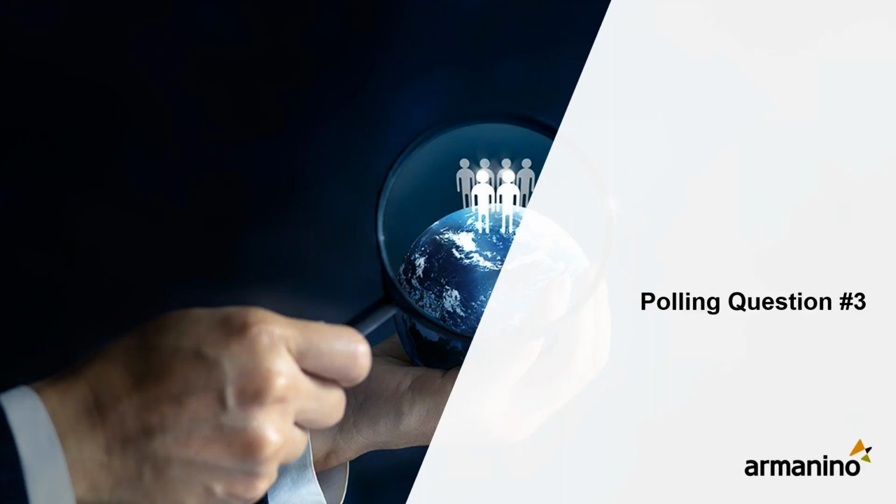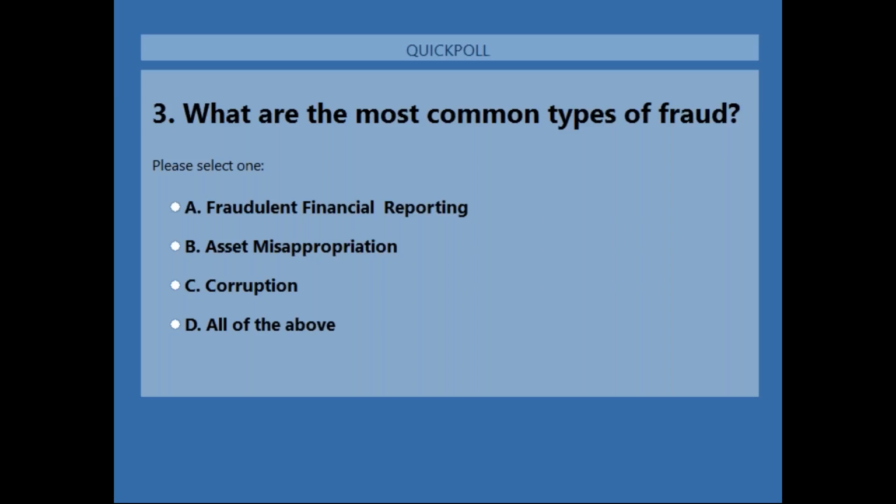All right, so here's our polling question of this week. This is going to test how well you were listening to what Mike and Dean were talking about. The question is, what are the most common types of fraud? A, fraudulent financial reporting. B, asset misappropriation. C, corruption. D, all of the above.